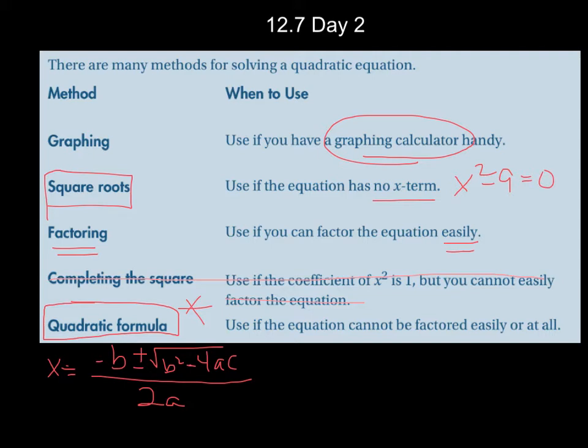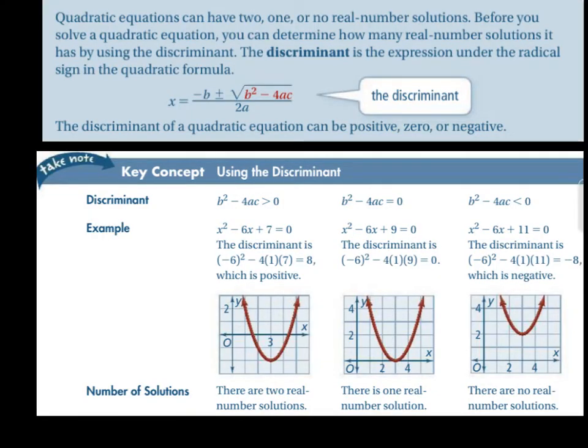So in today's lesson, we're going to look a little bit more at just this b squared minus 4ac and what that can be used for all by itself. In that quadratic formula, this b squared minus 4ac piece is what we call the discriminant. And the discriminant has some uses. What we can use that discriminant for is to determine how many real number solutions the equation is going to have before we get into doing any of the work.